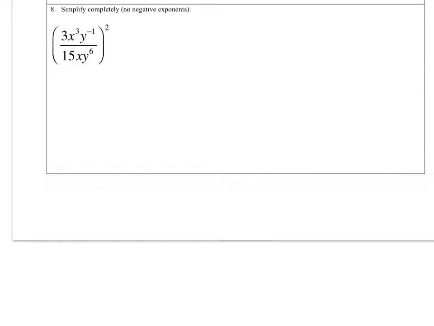Here's an exponent rule problem. I'm going to start by taking a look at the stuff on the inside, then I'll deal with that squared on the outside. First thing I might set up is to go piece by piece. First up, I'll look at my numbers. 3 over 15 is the same as 1/5. Now we'll look at my x's. X to the third over x is the same as x to the third over x to the 1. I subtract the exponents because I'm dividing, and that's going to be x squared, and that's on top.